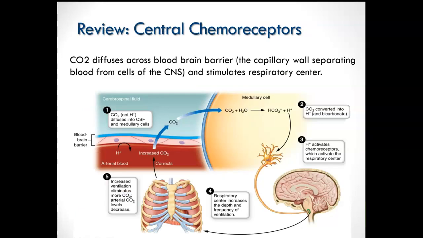So, the central chemoreceptors, again, this is more of just an interesting piece of information. This isn't something that I would expect you to know deeply, but CO2 diffuses across the blood-brain barrier, which makes sense, and stimulates our respiratory center, right? And then from there, that activates certain chemoreceptors. The respiratory center increases the depth and frequency of ventilation, and increased ventilation eliminates more CO2.